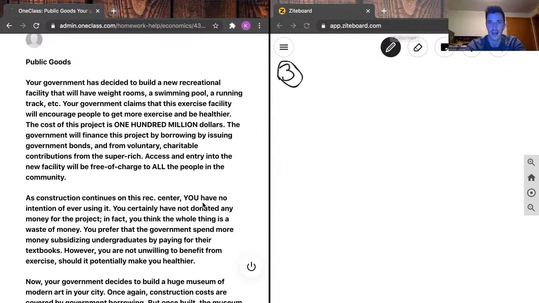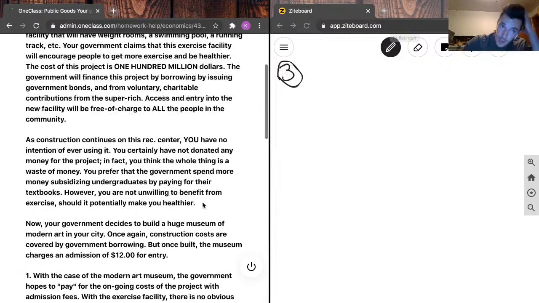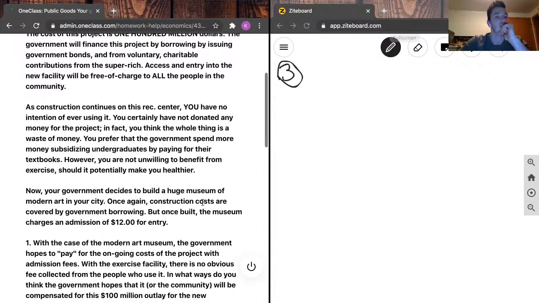For example, McMaster has the DeGroote School of Business because the DeGroote family donates a lot of money, and there's many other universities that follow this trend. Access and entry into the new facility will be free of charge to all the people in the community. As construction continues on this rec center, you have no intention of ever using it. You certainly have not donated any money for the project. In fact, you think the whole thing is a waste of money.